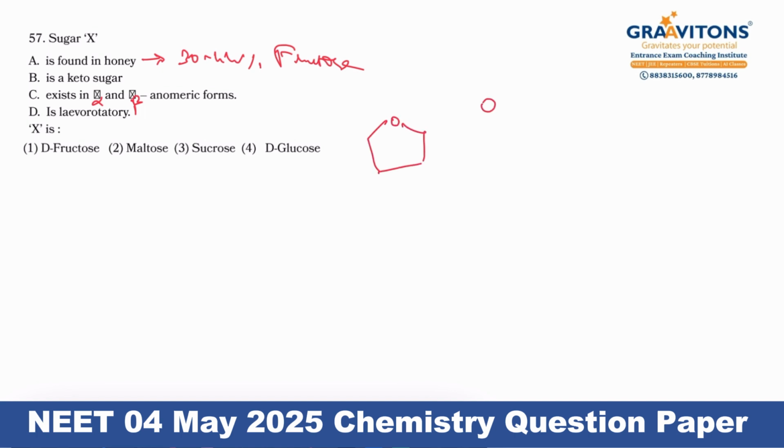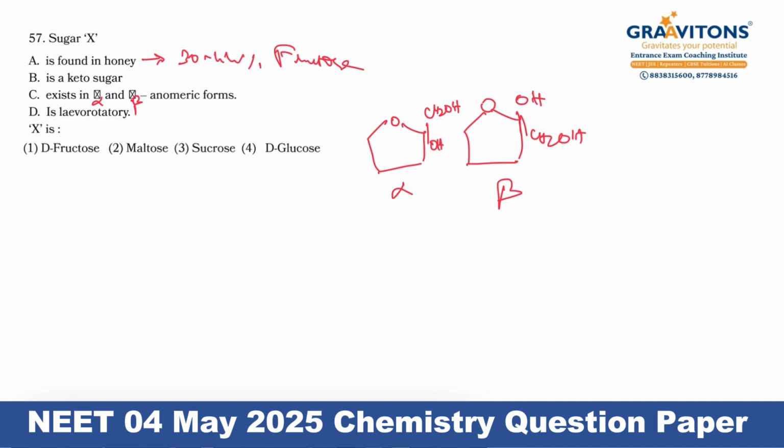This is a 5-membered ring. It leads to the 5-membered ring, where the first carbon will have CH2OH, and here OH down. If OH is present down, it is alpha. And if OH is present up, it is said to be the beta form. So it exists in alpha and beta anomeric forms. This statement is also right.